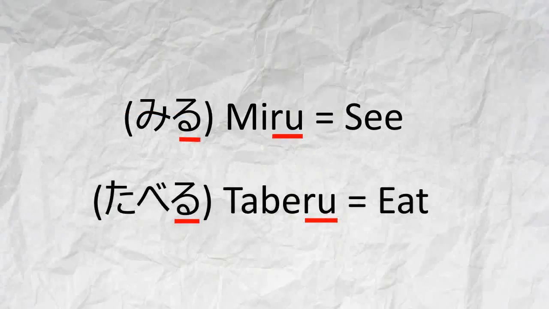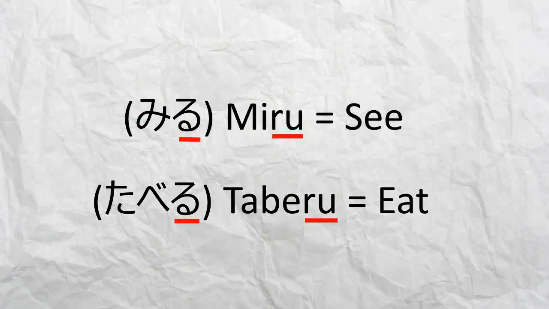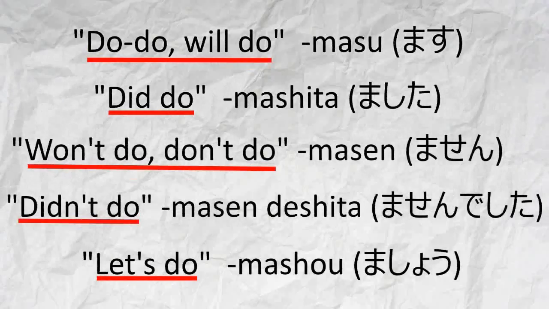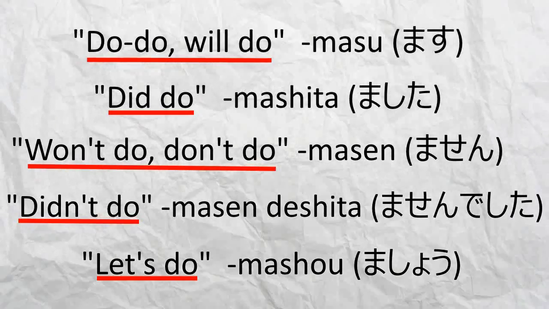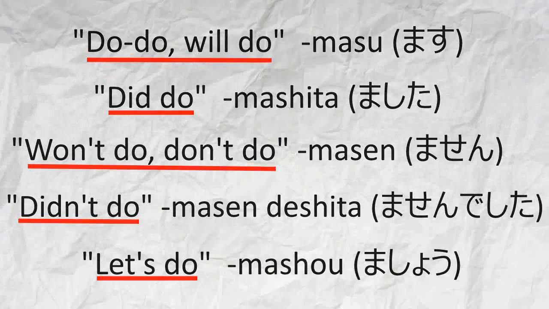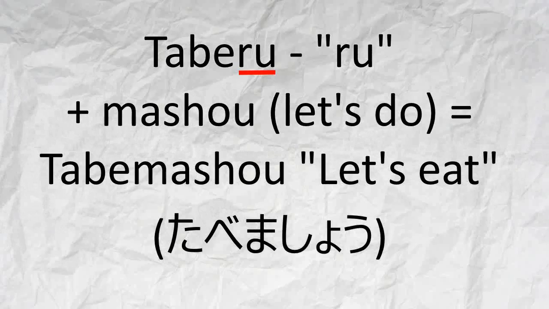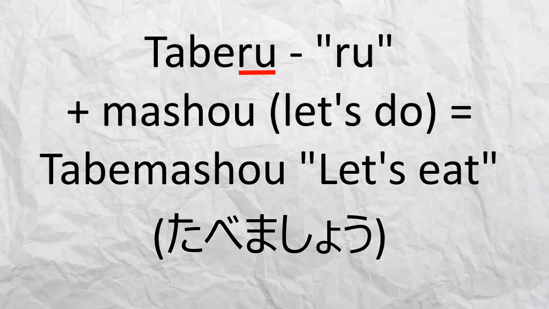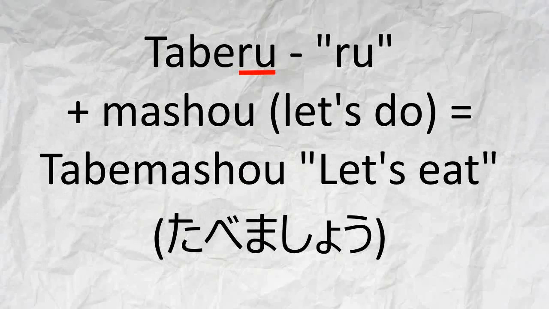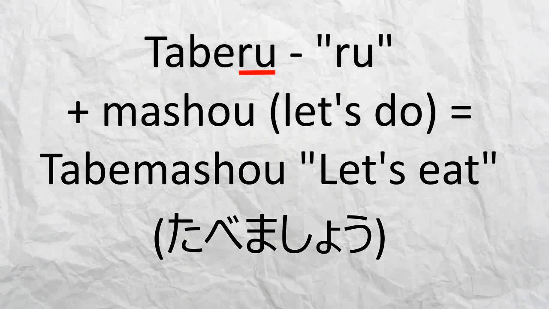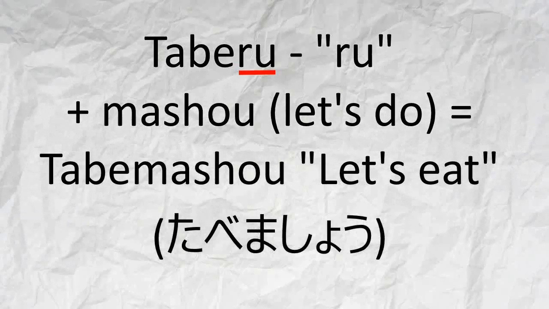Remember, all you have to do with verbs that end in eru or iru is drop the ru and add your mas ending. So, let's eat is taberu, subtract the ru, plus mashou, let's do, equals tabemashou, let's eat. That's it. How do you say, I saw?